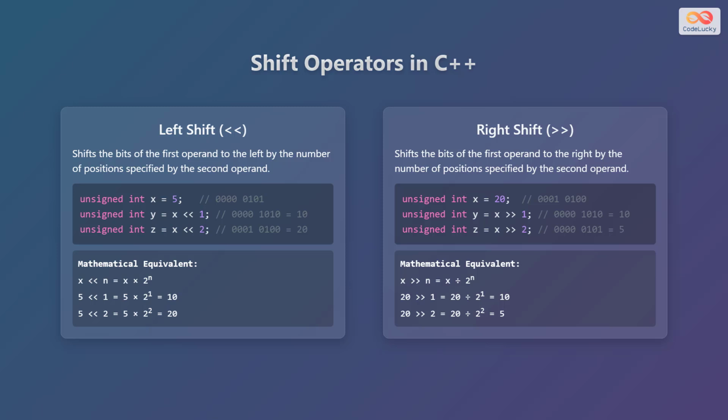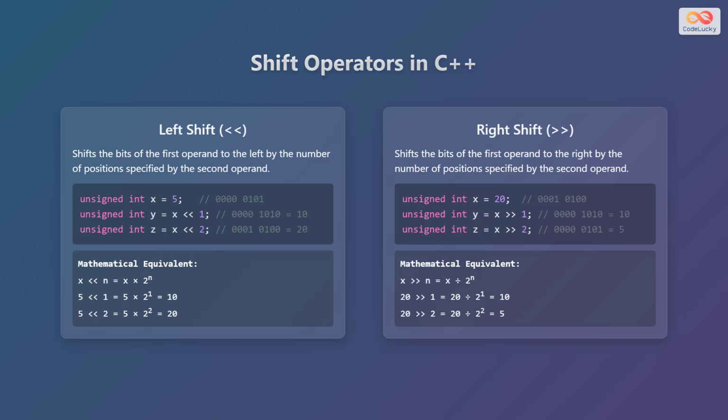Let's take a closer look at the shift operators in C++. The left shift operator shifts the bits of the first operand to the left by the number of positions specified by the second operand. This is equivalent to multiplying the first operand by 2 raised to the power of the second operand. Here's an example.